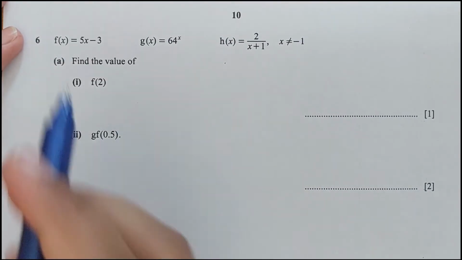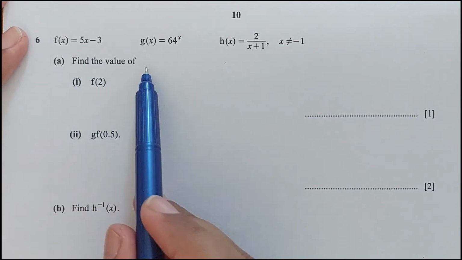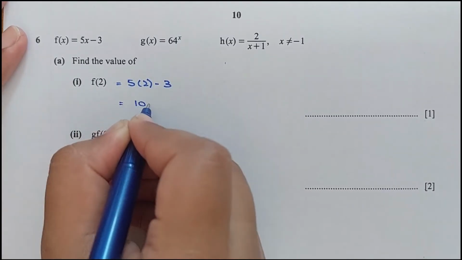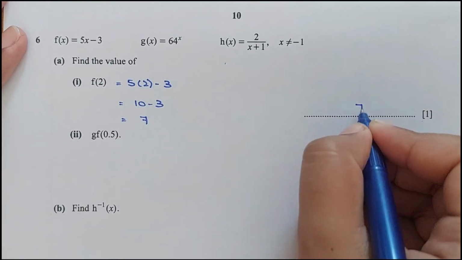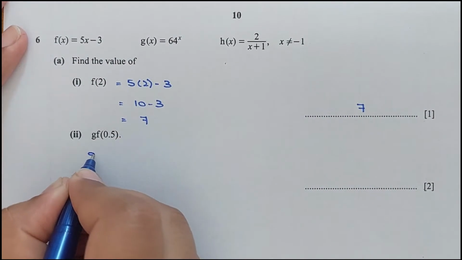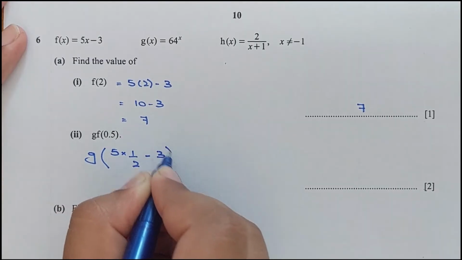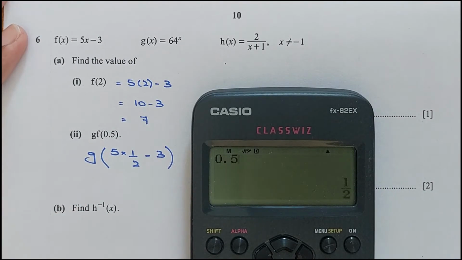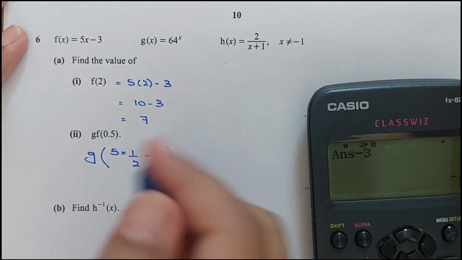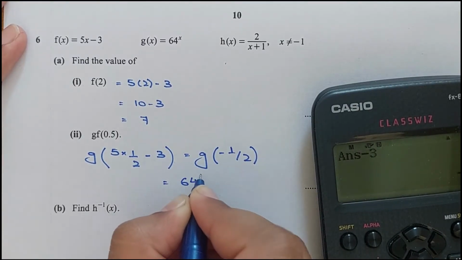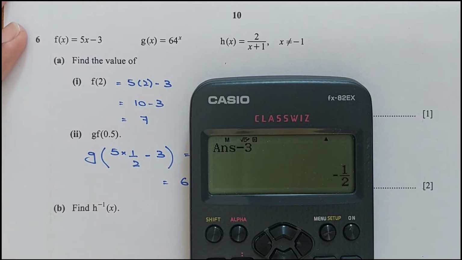Question number 6, we have the functions f of x, g of x, and h of x. Part A, find the value of number 1, f of 2, which is 5 times 2 minus 3. 5 times 2 is 10. 10 take away 3 equals 7. Number 2, g f of 0.5. g f of 0.5 is 5 times 1 by 2 minus 3. 0.5 is 1 by 2, right? 5 times 0.5 and then subtract 3. This is minus 1 by 2. So we have to find g of minus 1 by 2, which is 64 power minus 1 by 2. 64 to the power negative 1 by 2 is 1 by 8.